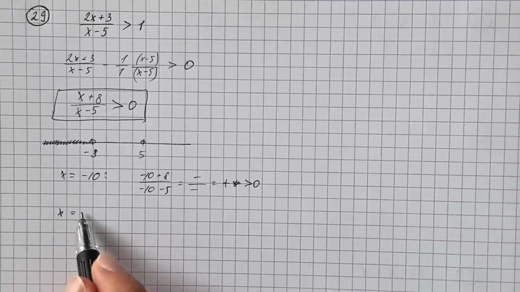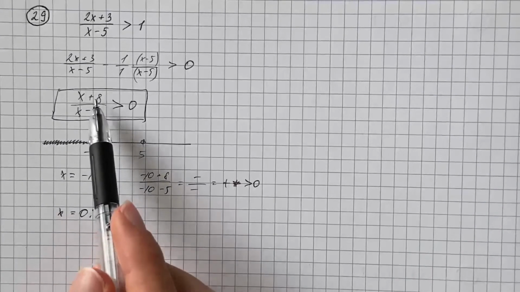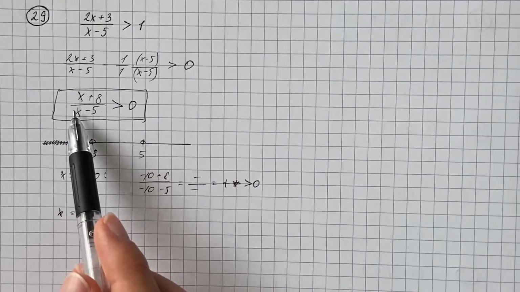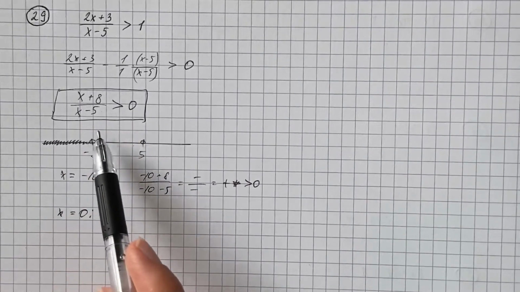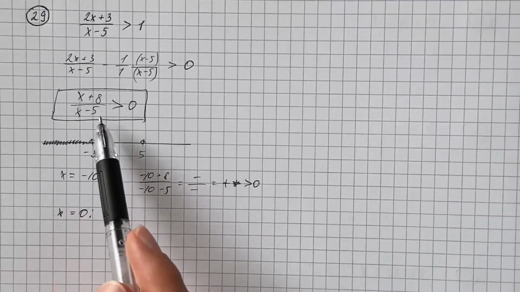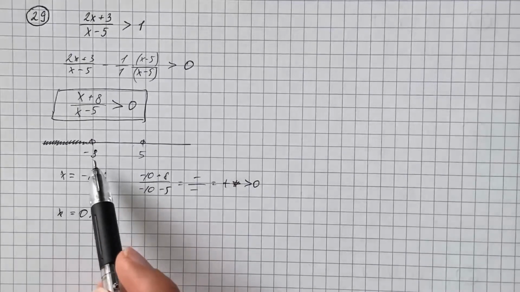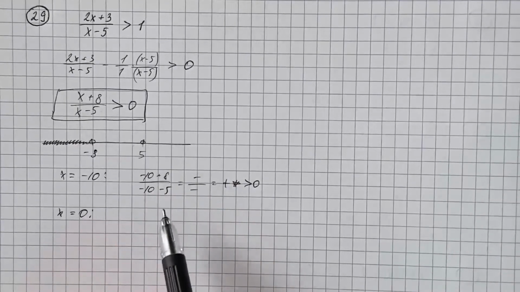Now we're going to check x equals 0, so we get a positive number in the numerator over a negative number in the denominator. So that gives us a negative number, which is not greater than 0, so numbers between negative 8 and 5 will not satisfy the solution.